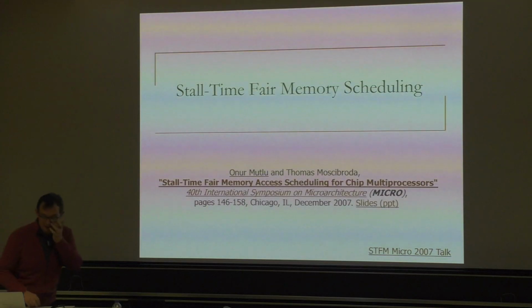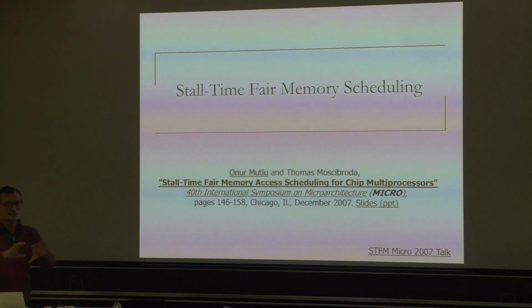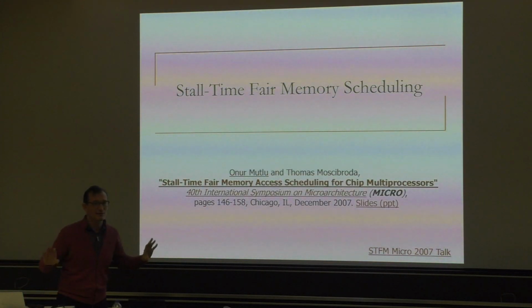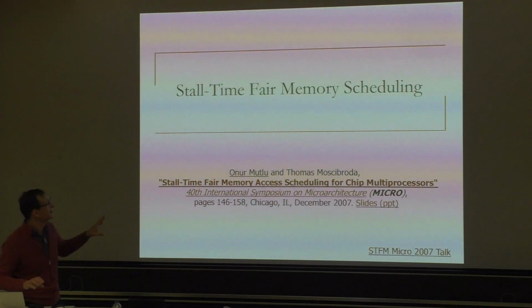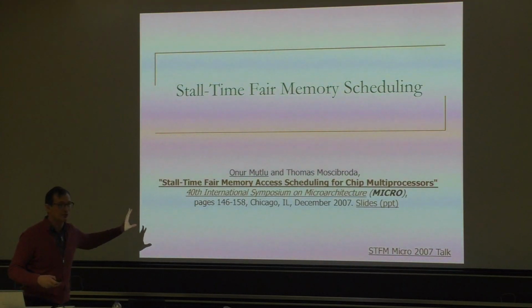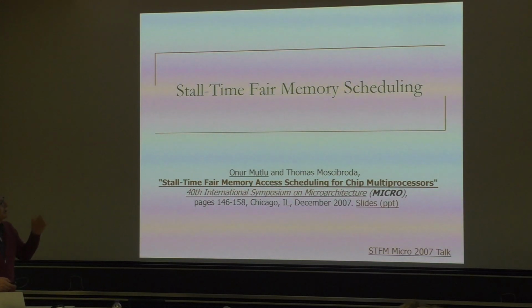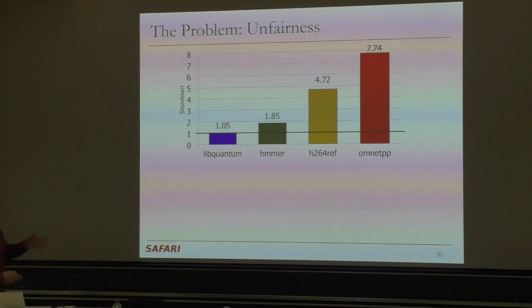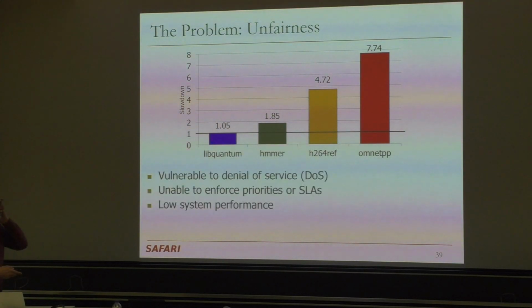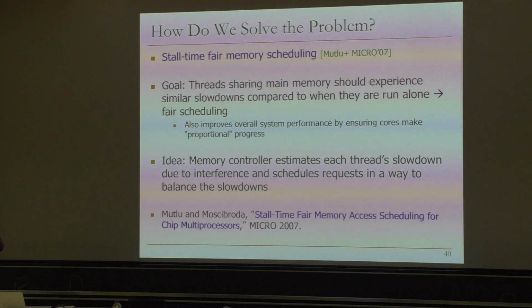So if you remember, memory performance attacks lead to unfair slowdowns. And we wanted to solve that problem initially. I'm going to give you the basic idea of stall time fair memory scheduling. Basically, the goal here is to really balance the slowdowns, right? This is the picture that you get with unfair slowdown. How do you solve this unfairness? And I've already given you the reasons. And the idea is very simple.